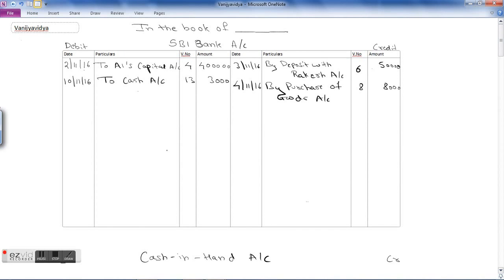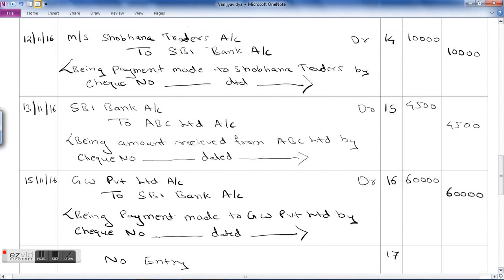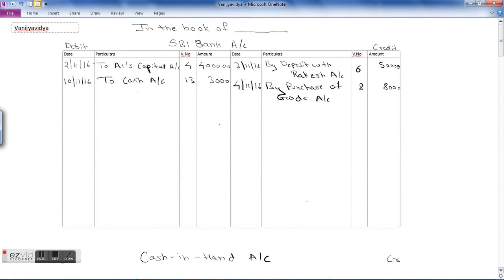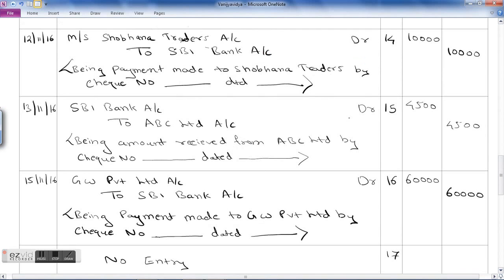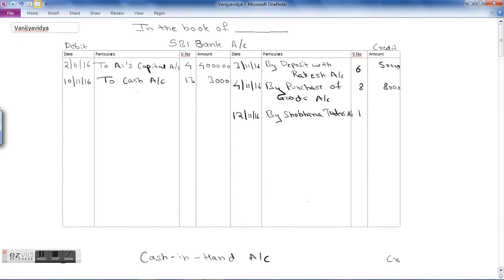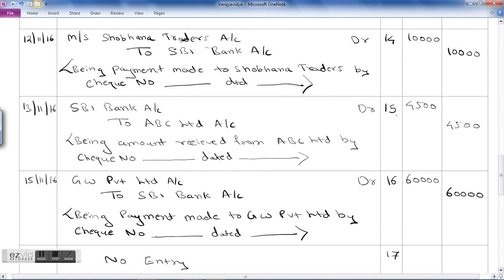SBI bank account is credited, right? So on the credit side of SBI bank account, 12/11/2016 by Shobana traders account. Okay, transaction number is 14, amount is 10,000.